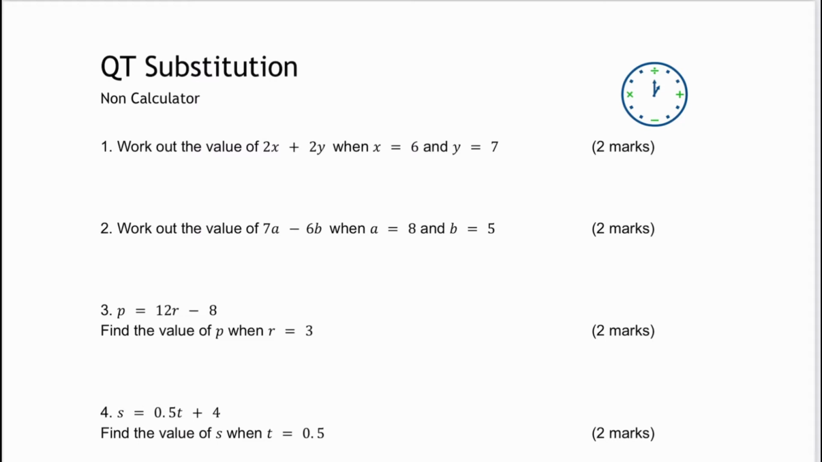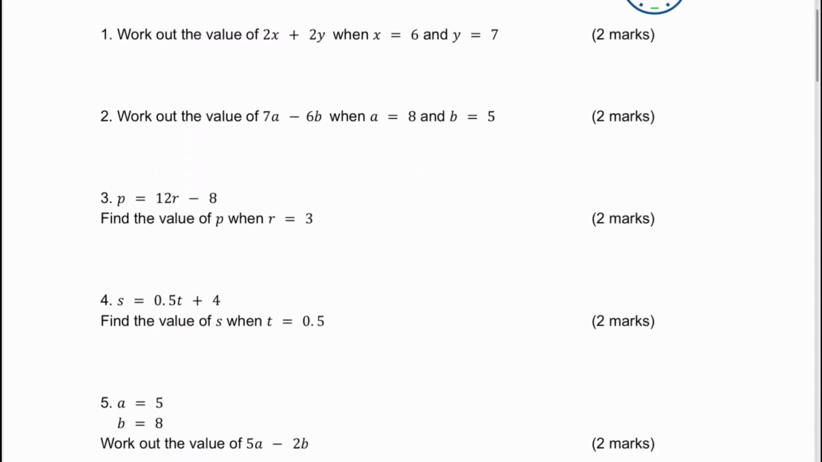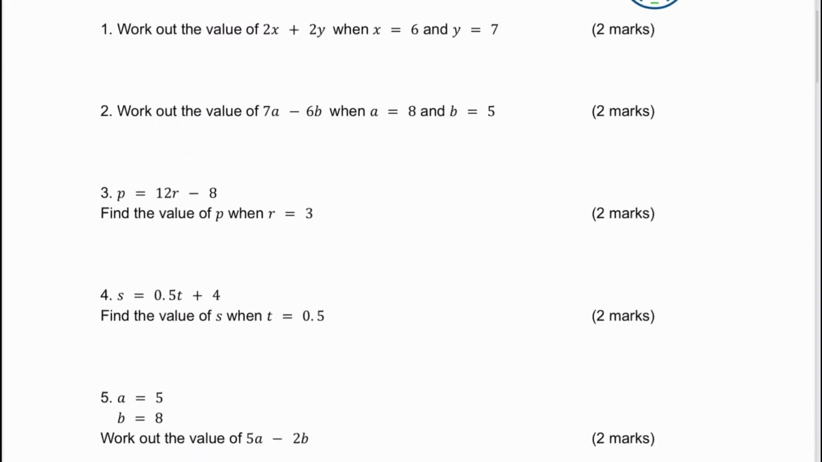First one is work out the value of 2x plus 2y when x equals 6 and y equals 7. So all we do is we take that value of 6 and we substitute it into where x would be, plus the value of 7, and we substitute it for y, and if we calculate that we get 12 plus 14, and that's going to give us an answer of 26.